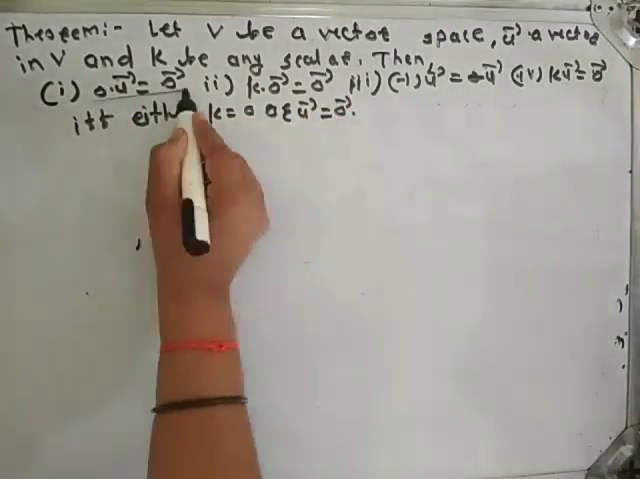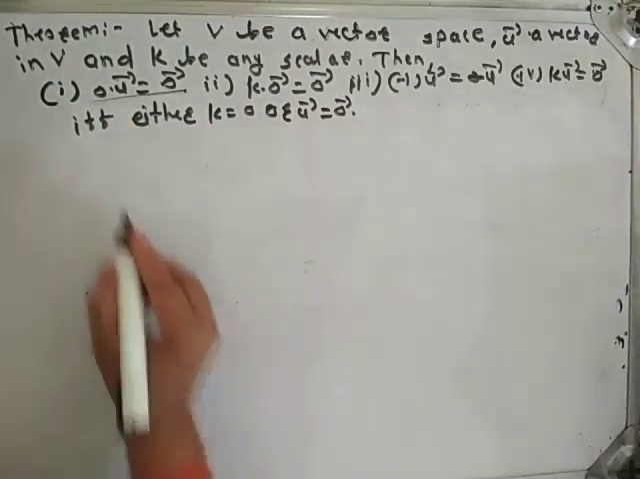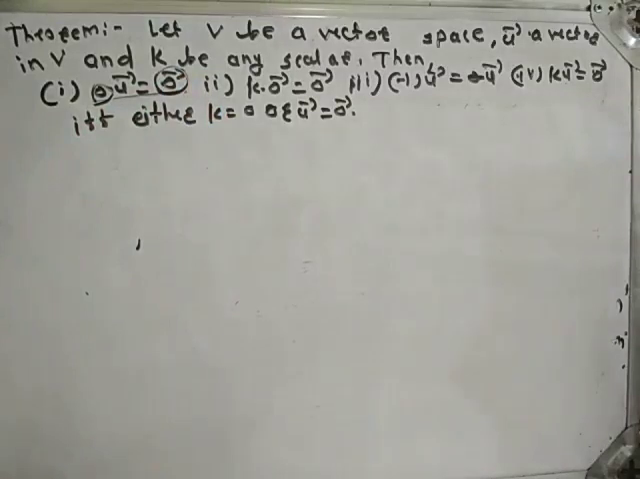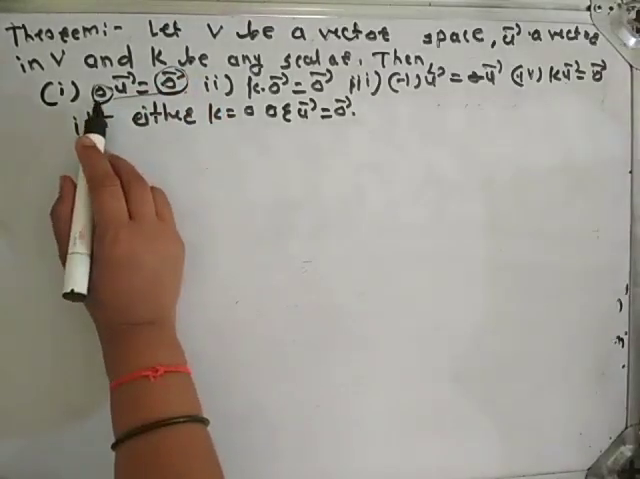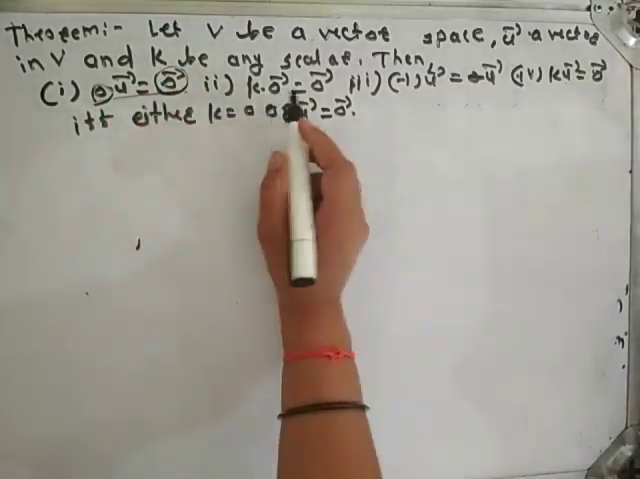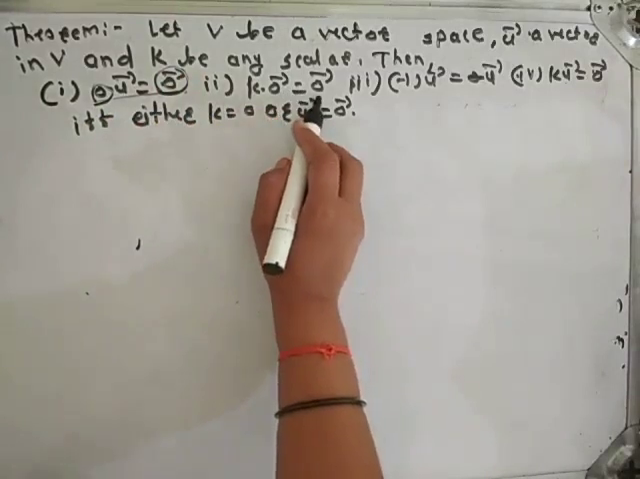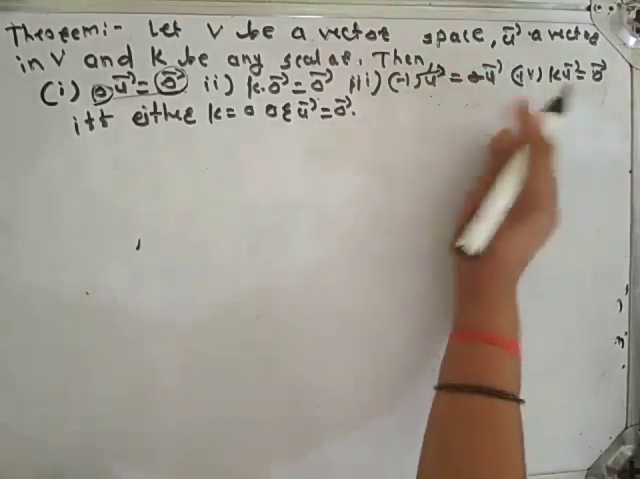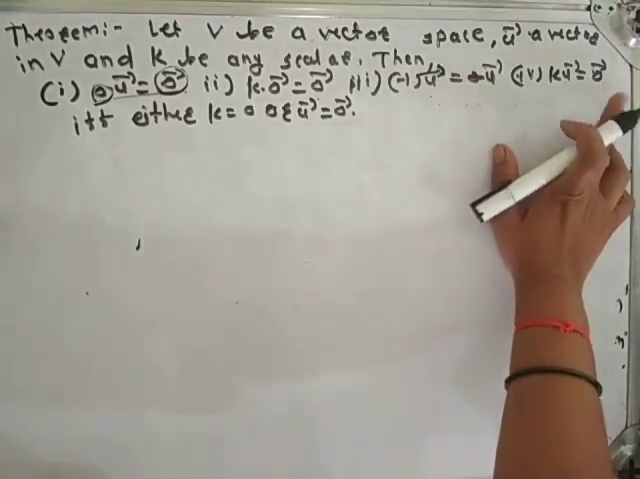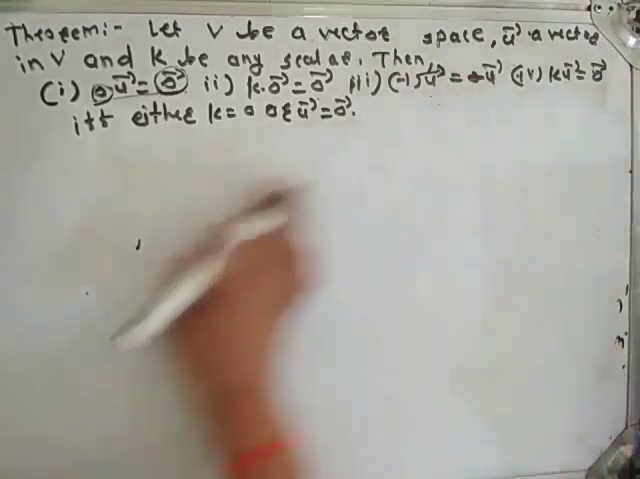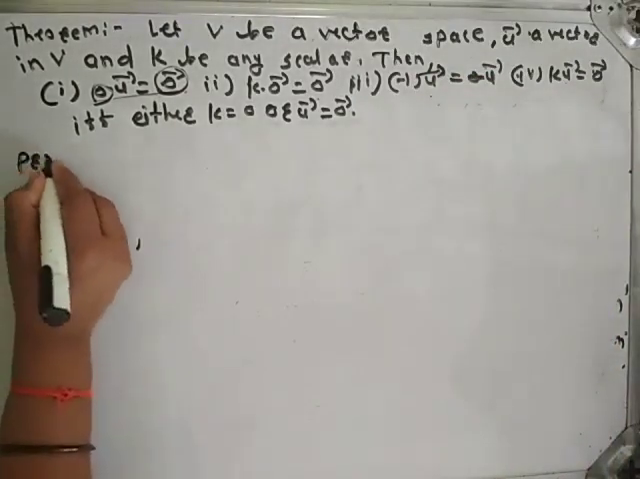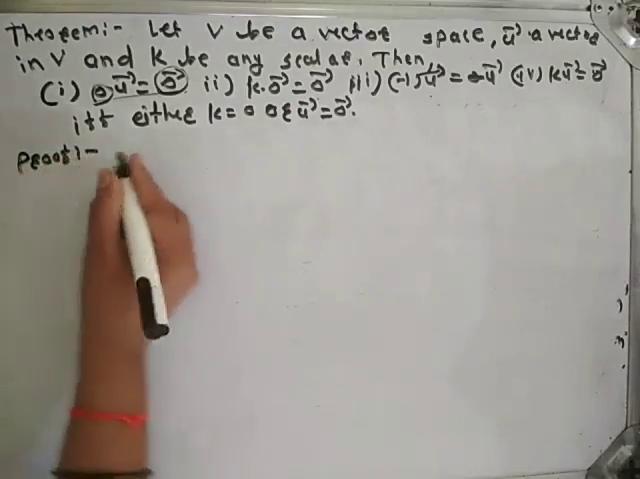Okay, first is 0 into u bar. Here 0 is a scalar and this 0 bar is a vector, so keep that in mind. First, 0 into u bar is equal to 0 bar. Second, k into 0 bar is equal to 0 bar. Third, minus 1 into u bar is equal to minus u bar. Fourth, k into u bar is equal to 0 bar if and only if either k is equal to 0 or u bar is equal to 0 bar. Okay, so we'll see the proof of this theorem.